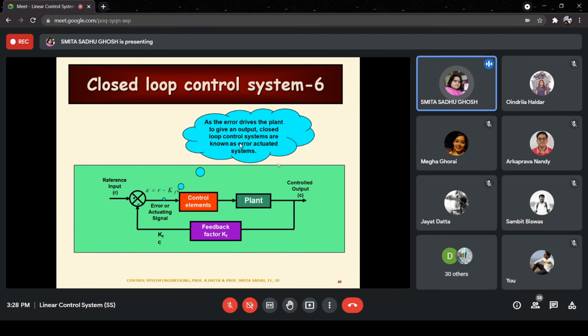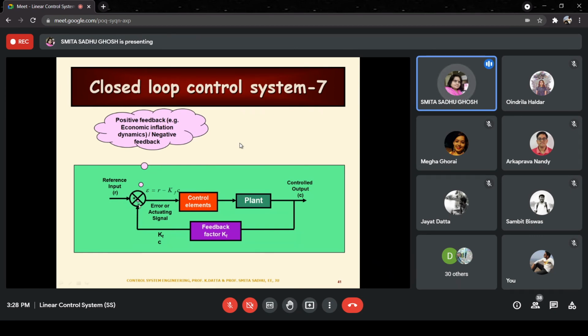If the error becomes 0, it means what? R becomes equal to kf into c. Then we would find that the error becomes 0, and in such a case no further corrective action is required as far as the plant is concerned.